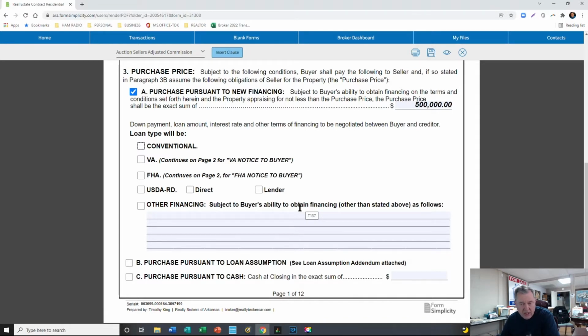calling their lender, even on the weekends. A lot of times the lenders will answer you right back very quickly that it's a conventional loan, a VA loan, FHA, or what it is. And sometimes, this is the easy way out, you may have to say to be determined by lender.